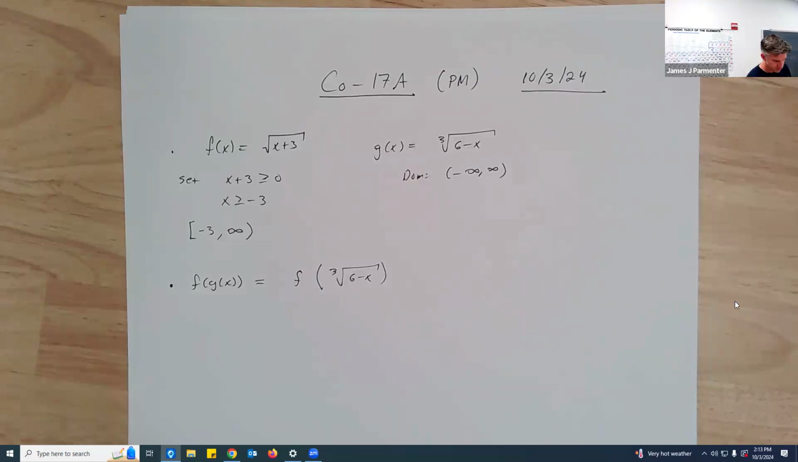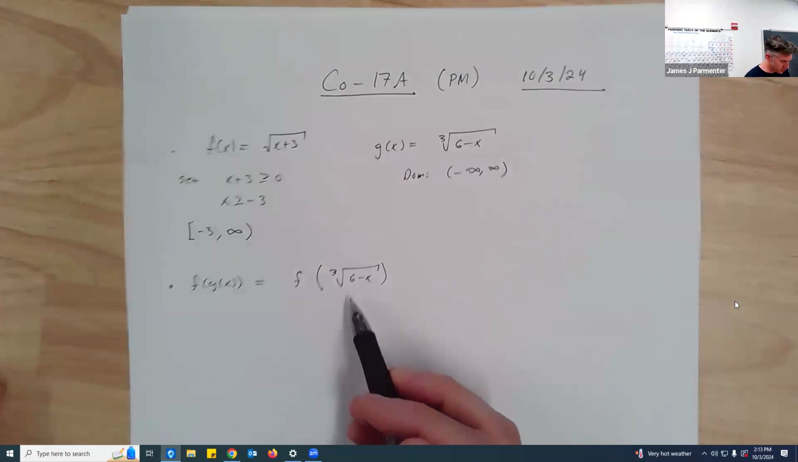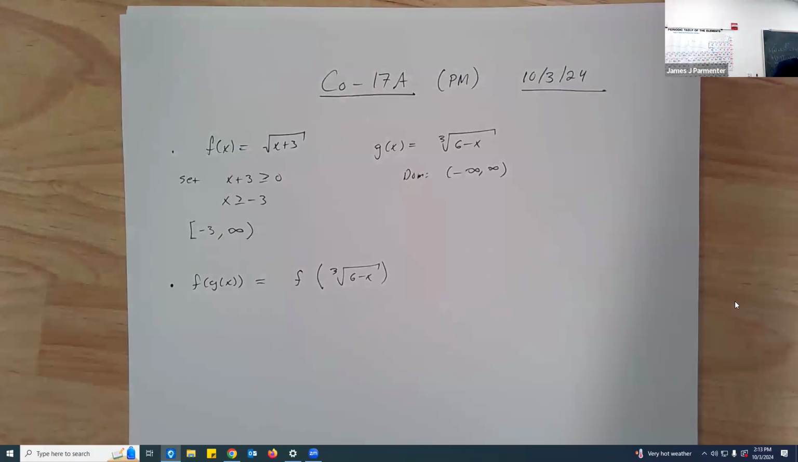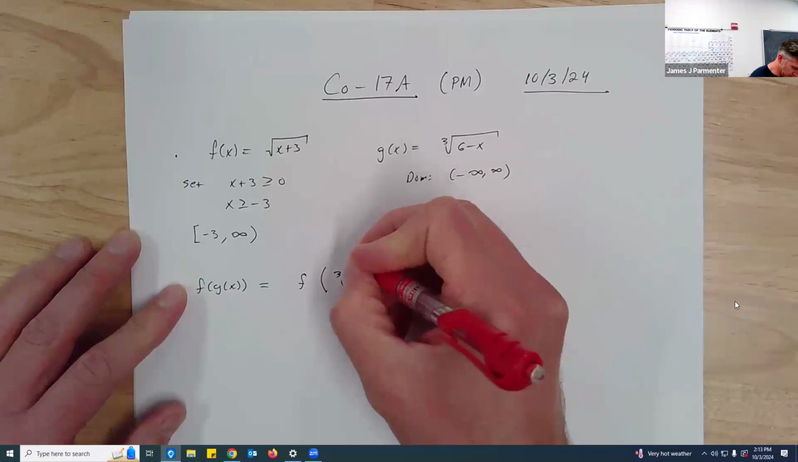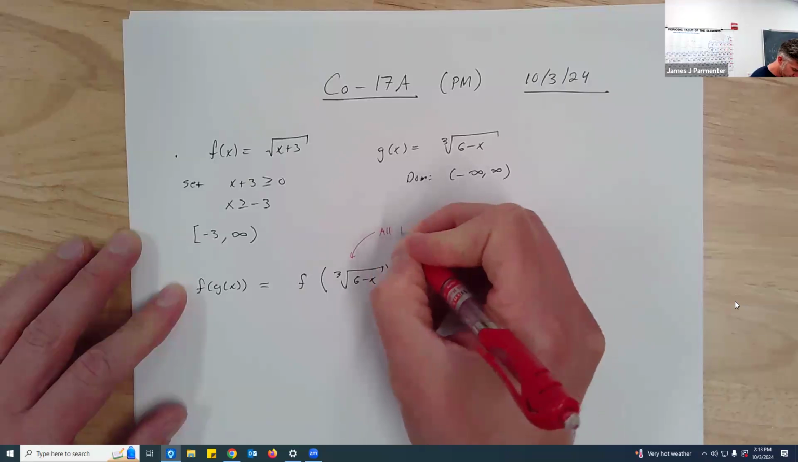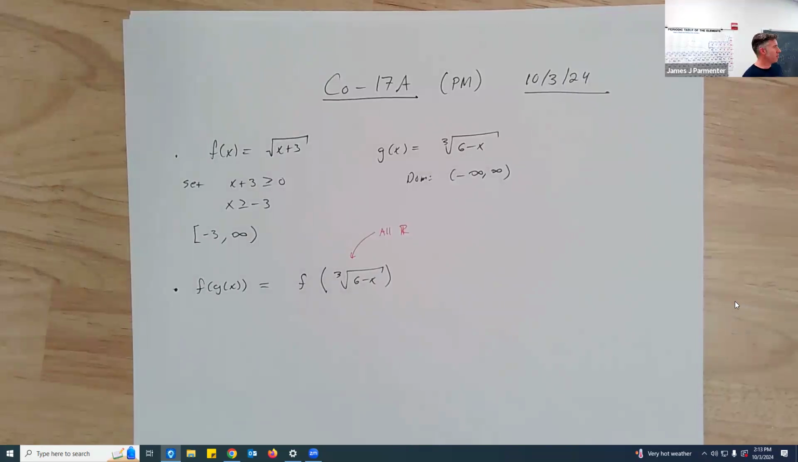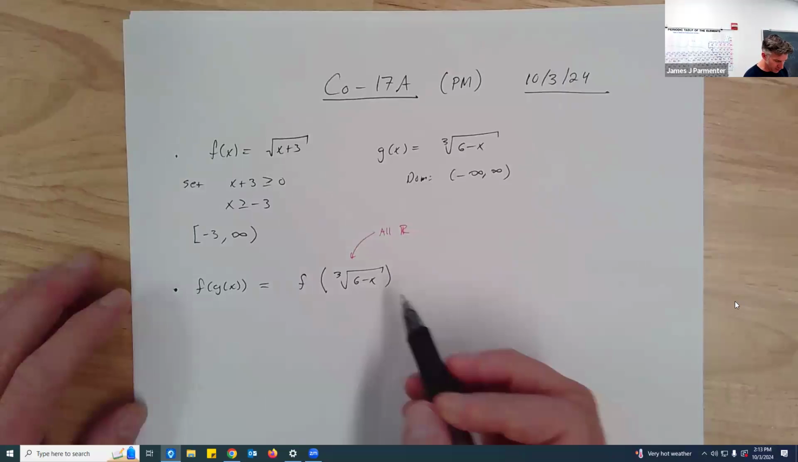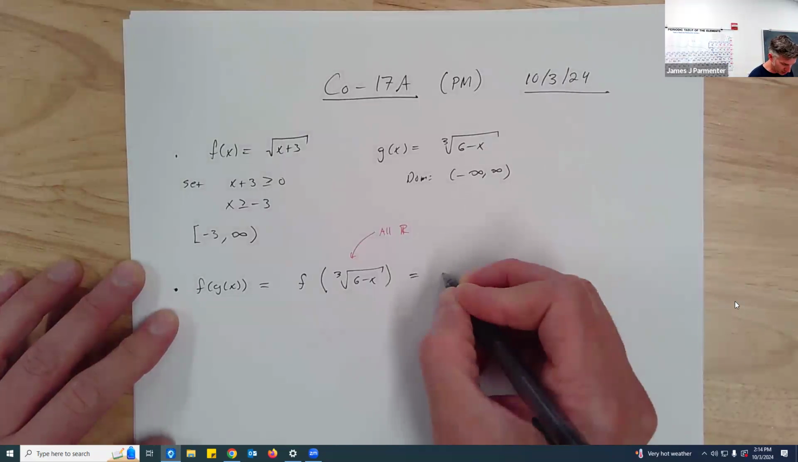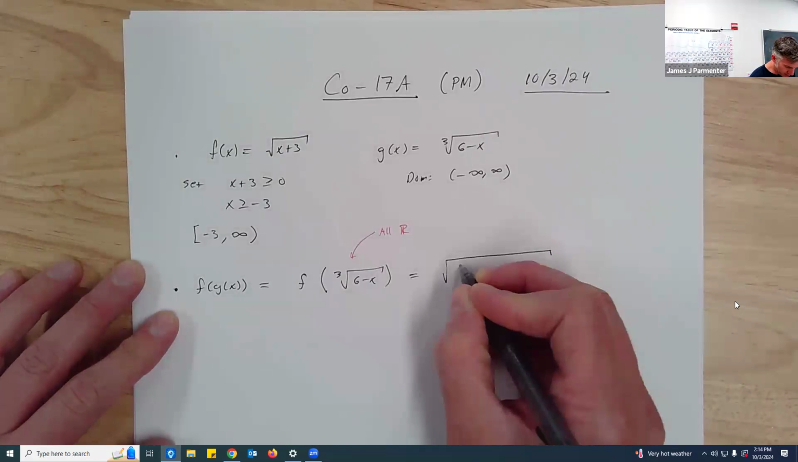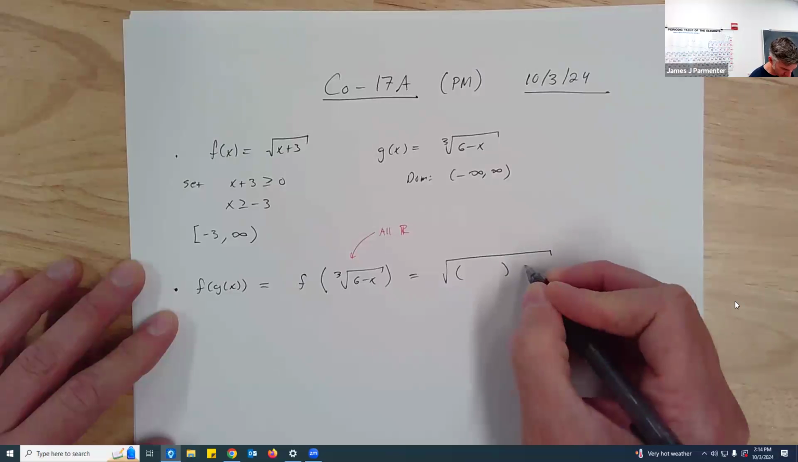So here, no restrictions, right? This function here, we know the domain is all reals. So we're not going to worry about it. We're going to move on. We're going to plug that function into the function f. So f of x is the square root of x plus 3. f of some new stuff is the square root of that stuff plus 3.